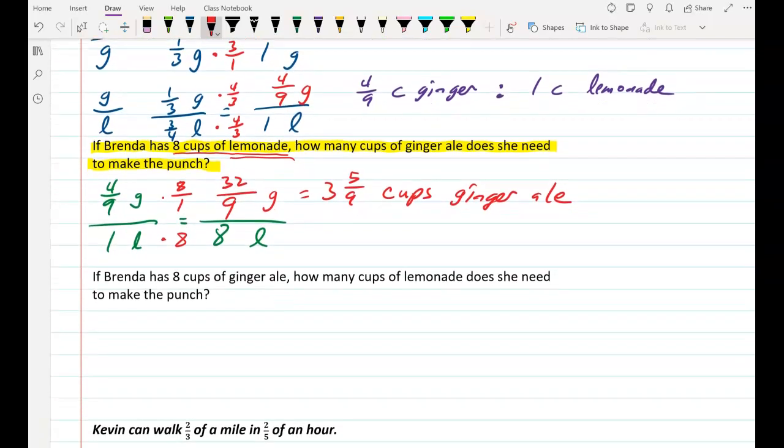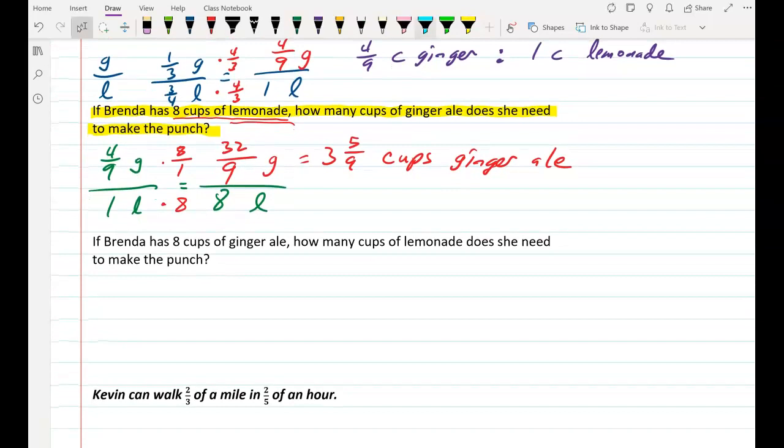Okay. Now let's look at this next one, where it says, if Brenda has 8 cups of ginger ale, how many cups of lemonade does she need? Well, we are being given that there are 8 cups of ginger ale. We know the amount of ginger ale, so we're going to use the ginger ale unit rate.